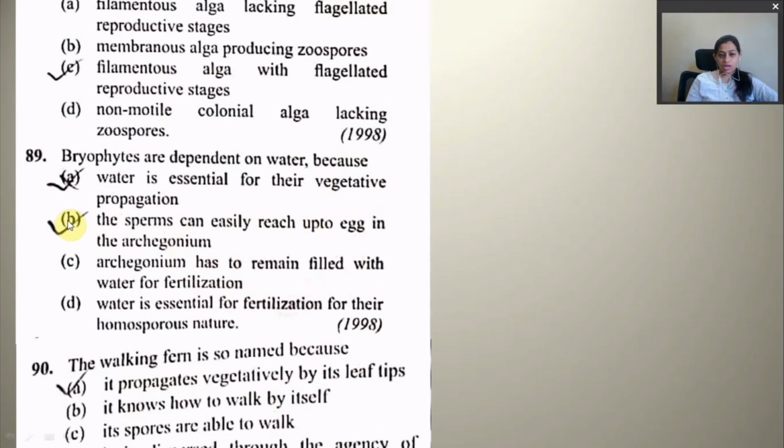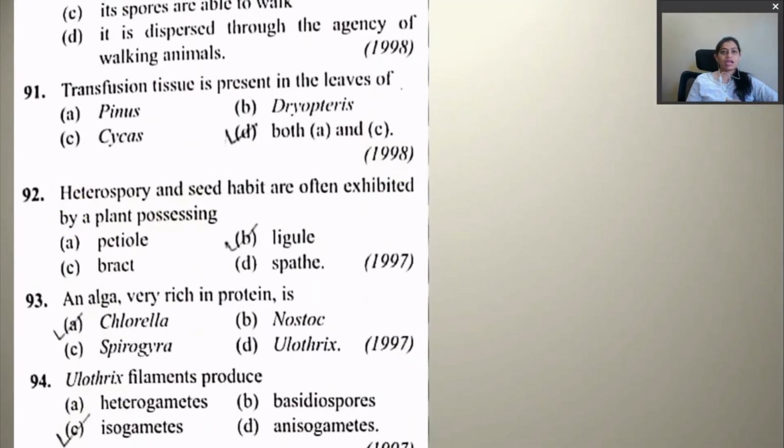The walking fern is so named because it propagates vegetatively by its leaf tips. Whenever its leaf tips get in touch with the soil, roots will form and it just grows. So that's why it is called walking fern. Not because it knows how to walk by itself, it is wrong. Its spores are able to walk, it is also wrong, and it is dispersed by the agency of walking animals. This is also incorrect.